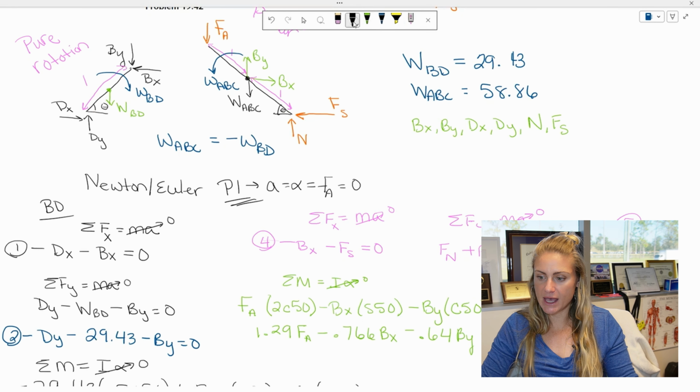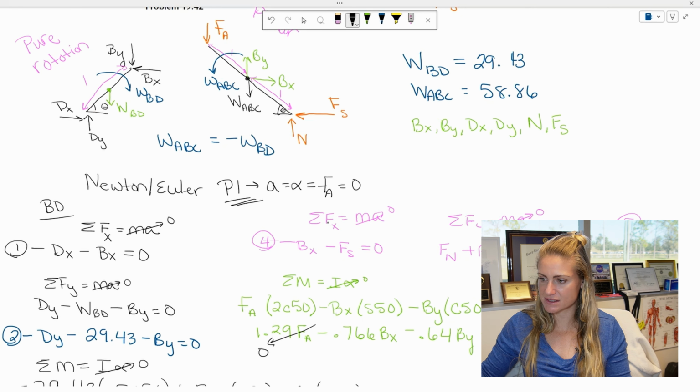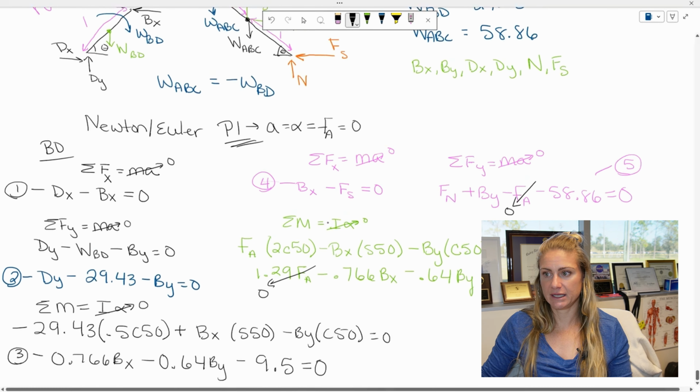I did leave Fa in, but in this position, what is Fa? In position 1, Fa is 0, so that takes it out of here as well. But that wasn't an unknown that we listed, it's a known. But anyway, so this is equation 6. So 6 unknowns, 6 equations. Oh boy, how do I handle that?